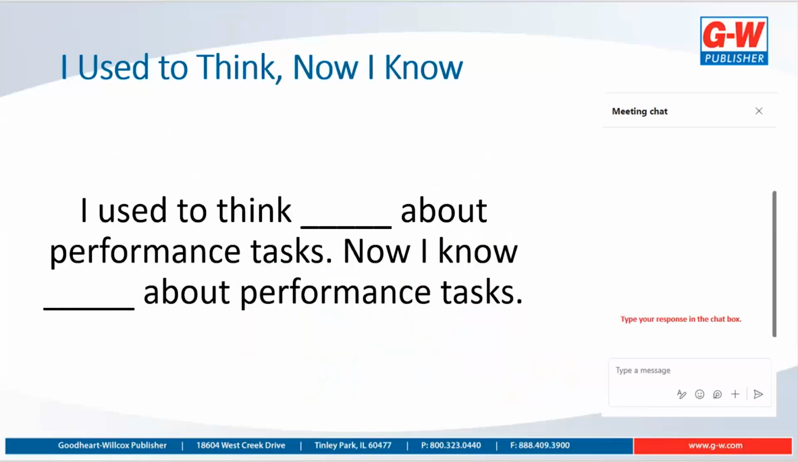Now let's start to put all this together. So in the chat, you're going to complete the sentence stem. The sentence stem says, I used to think blank about performance tasks. Now I know blank about the performance task. So take a couple of seconds, think about your response, and then type this sentence stem with your response added to it into the chat box so that we can share and learn with and from each other. So I'll give you a couple of seconds to get your thoughts together about what you used to think about performance tasks versus what you now know about performance tasks from today's webinar in the last 21 minutes.